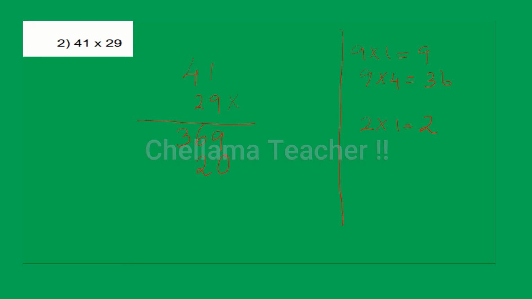Before that we must write the compulsory 0, and then 2 fours are 8. Then add these two numbers. 9 plus 0, 9. 6 plus 2, 8. 3 plus 8, 11. So the answer is 1189.